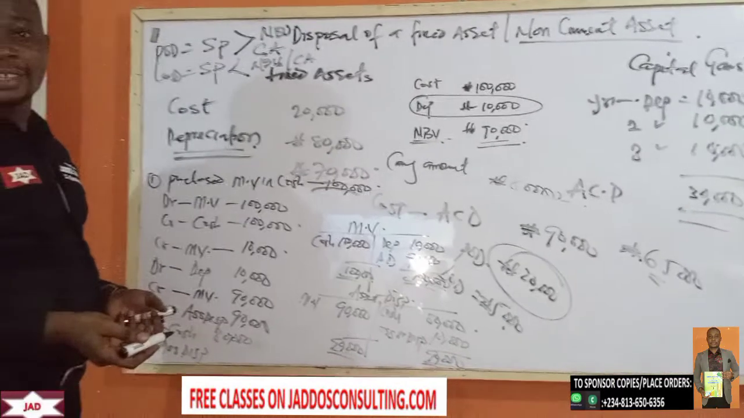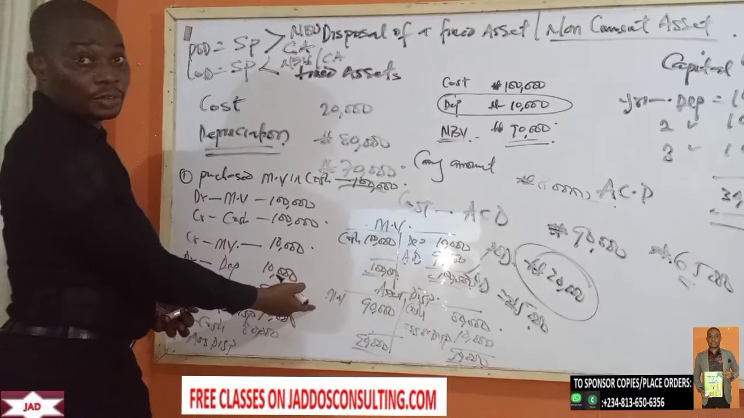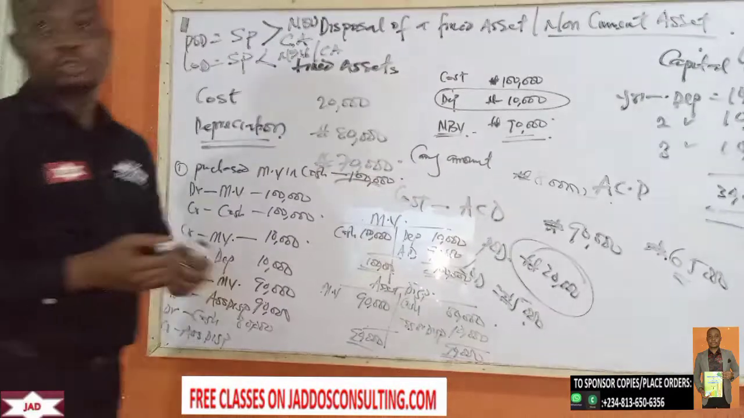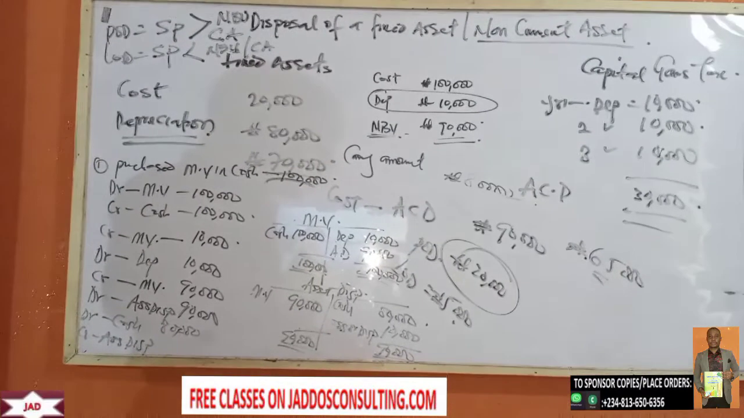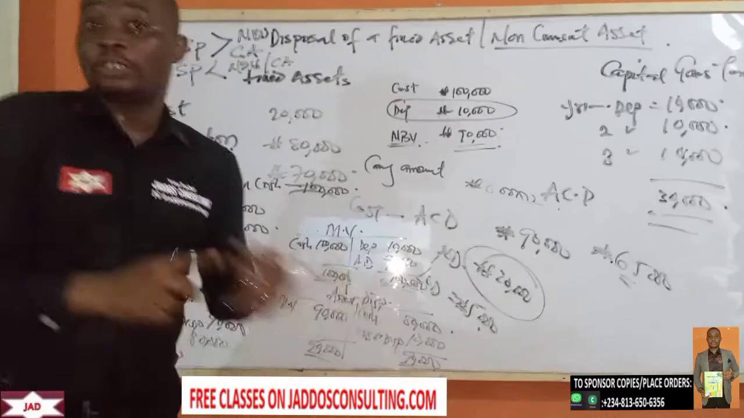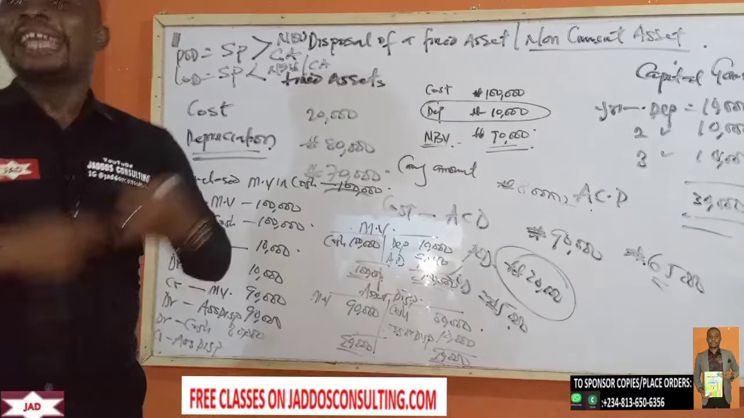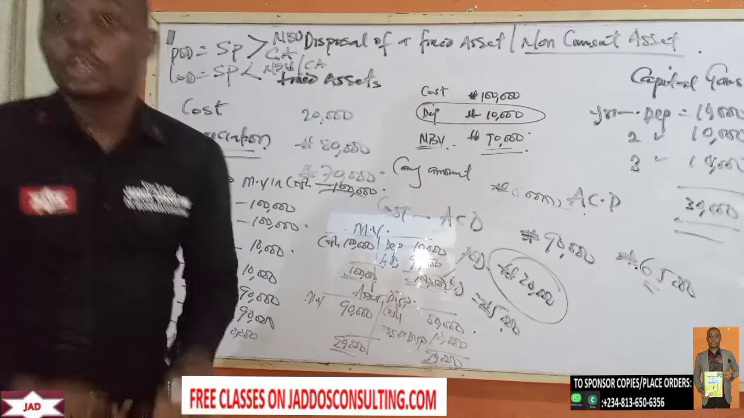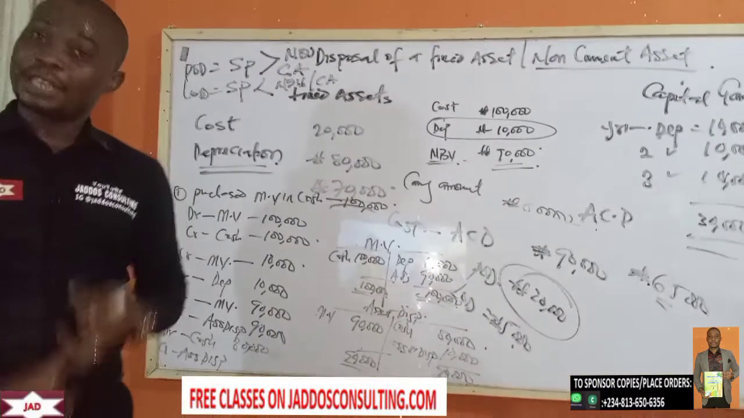Okay? But assuming that the disposal is more than the vehicle cost, it will be a profit, have it? So that will be an income in the profit and loss account. Okay? So there are two things. You either make a loss on disposal, that is when you sell the asset, you make a loss, or you make a profit. If you make a loss, it becomes an expense in your P&L. If you make a profit, it becomes an income in your P&L.